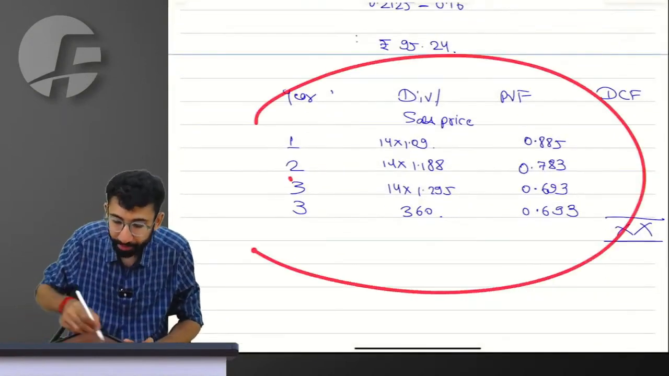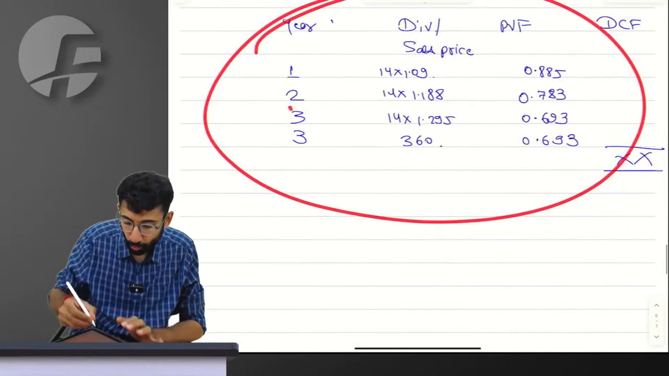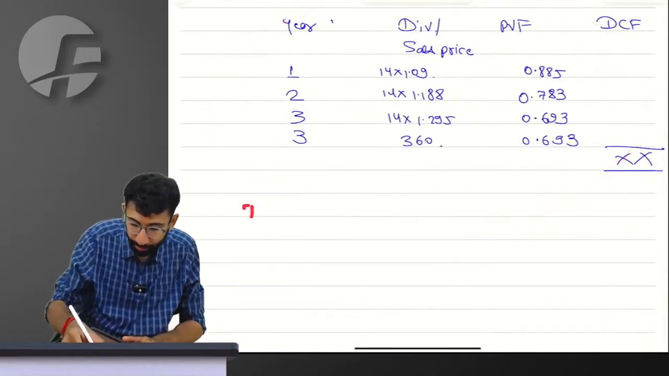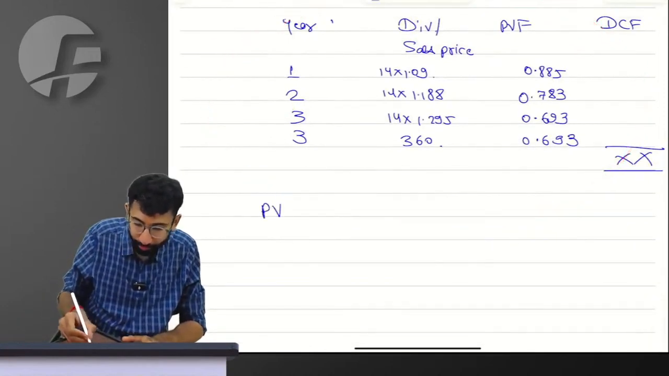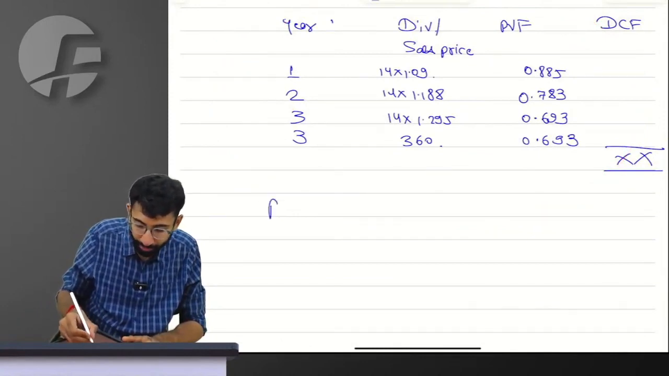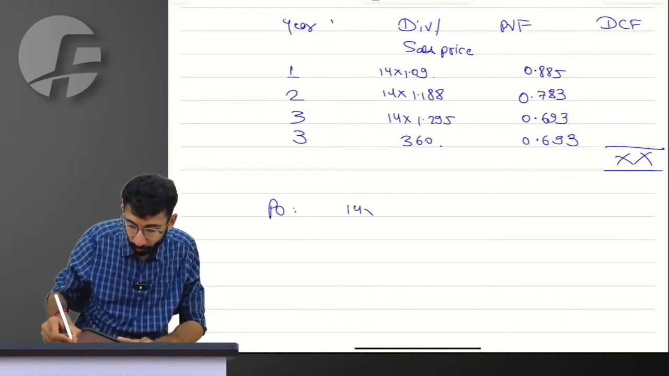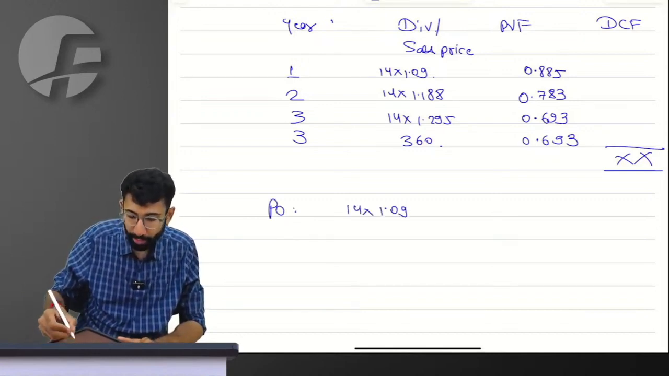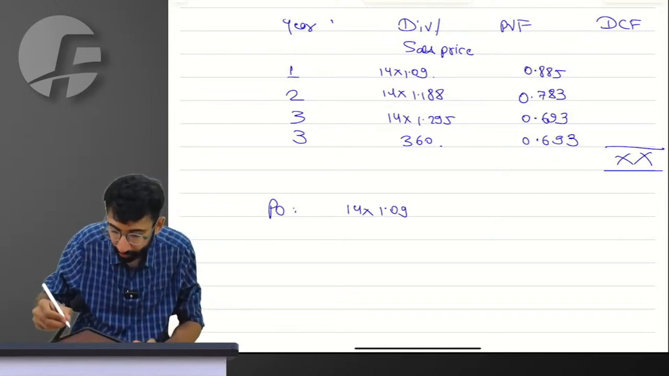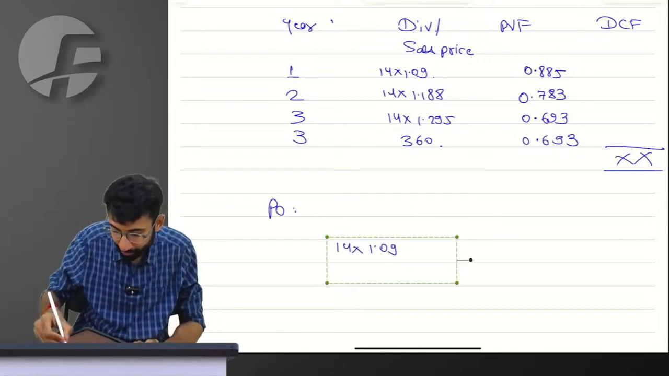Even the examiner has prepared a table because the presentation looks cleaner. Otherwise, what would we do? We would say present value. Now imagine that. Otherwise, what will I say? Value of share. Alright, I will say P0 will be what? Sir, what will be D1? 14 into 1.09. And what will be the present value of that D1? So you should be able to imagine this with common sense.